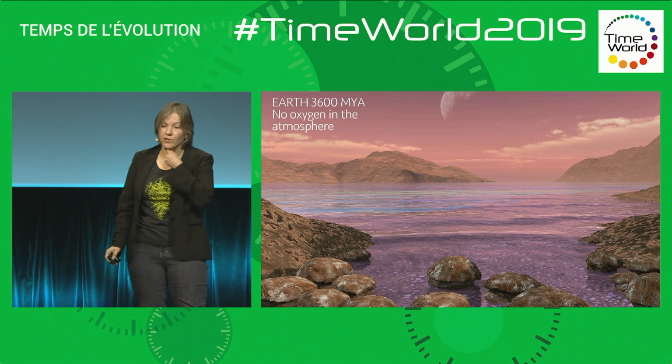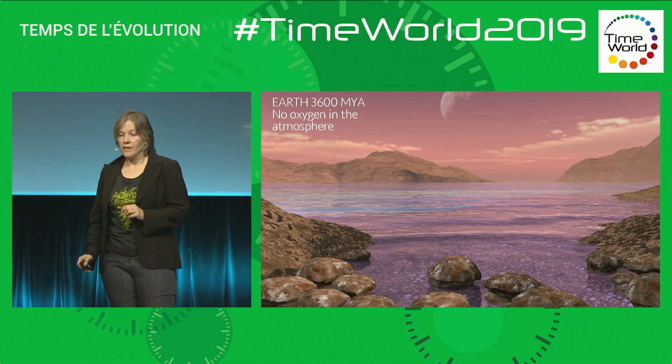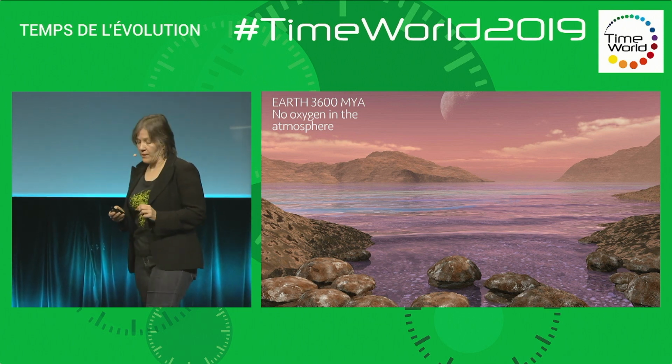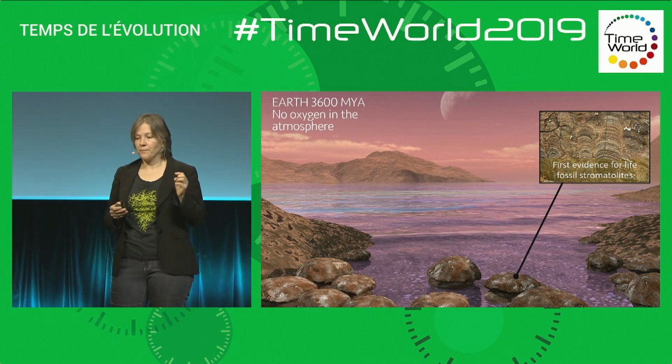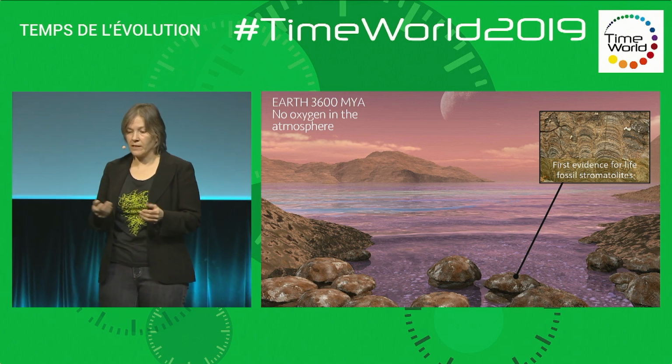So this is a reconstruction of what Earth could have looked like about 3.6 billion years ago. There was no oxygen in the atmosphere, and our first evidence of life are these dome-like structures over there. They were produced by microorganisms like cyanobacteria. They lived in microbial mats in the shallow areas of the oceans. The fact that they're layered is a proof that they were photosynthesizing and slowly moving up while sediment was trapped in those layers.